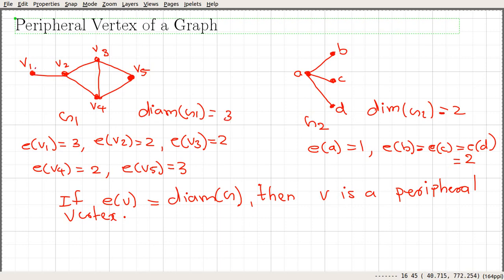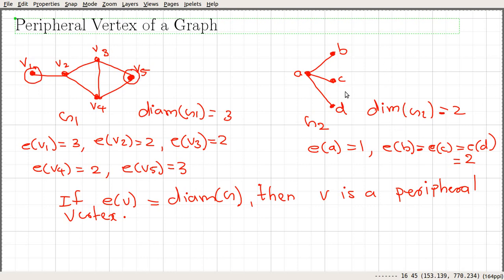So V1 is a peripheral vertex, and V2 is not a peripheral vertex because 2 is not equal to 3. Similarly, V3 is not a peripheral one, and V4 is also not a peripheral one. Here we can see that the eccentricity of V5 is 3 and the diameter is 3, so V5 is also a peripheral vertex. So for this graph the peripheral vertices are V1 and V5.